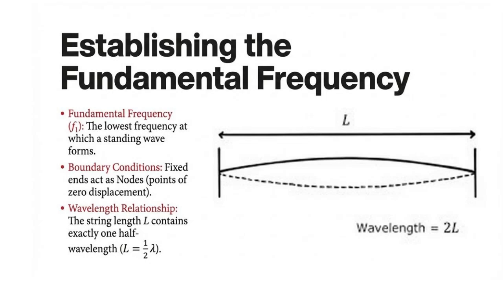Let's start by understanding what the fundamental frequency is. It's the lowest frequency at which a standing wave can form on a string or similar medium. In this situation, the two ends of the string are fixed, which means these points don't move and are called nodes. The string length, denoted as L, fits exactly half of a wavelength, so the wavelength is twice the length of the string. This relationship helps us see how the string's length controls the frequency of the wave, establishing the basic wave pattern that we call the fundamental frequency.